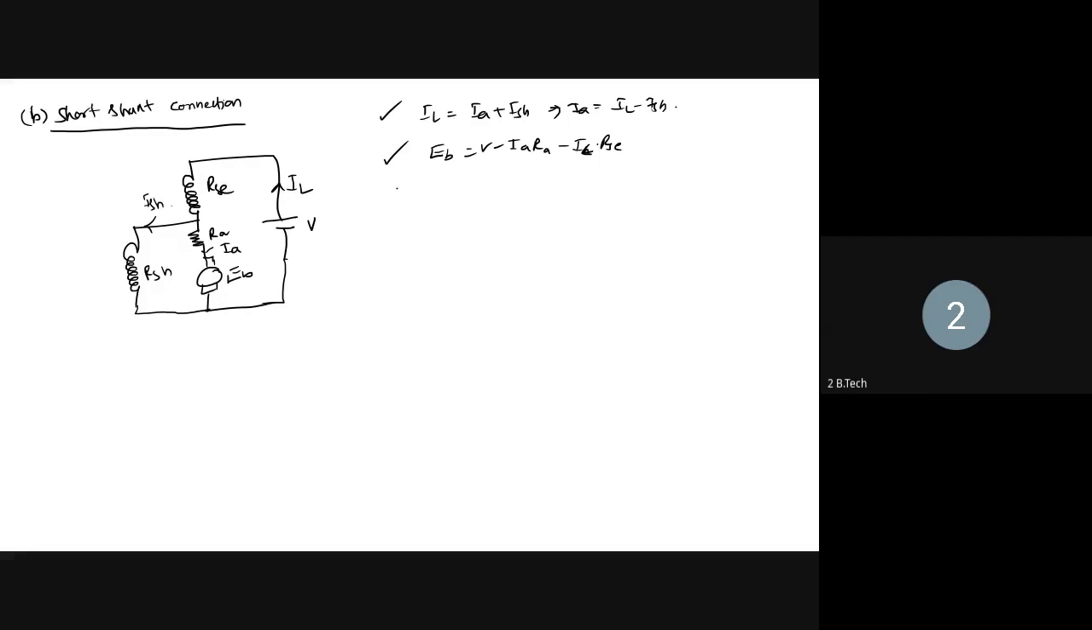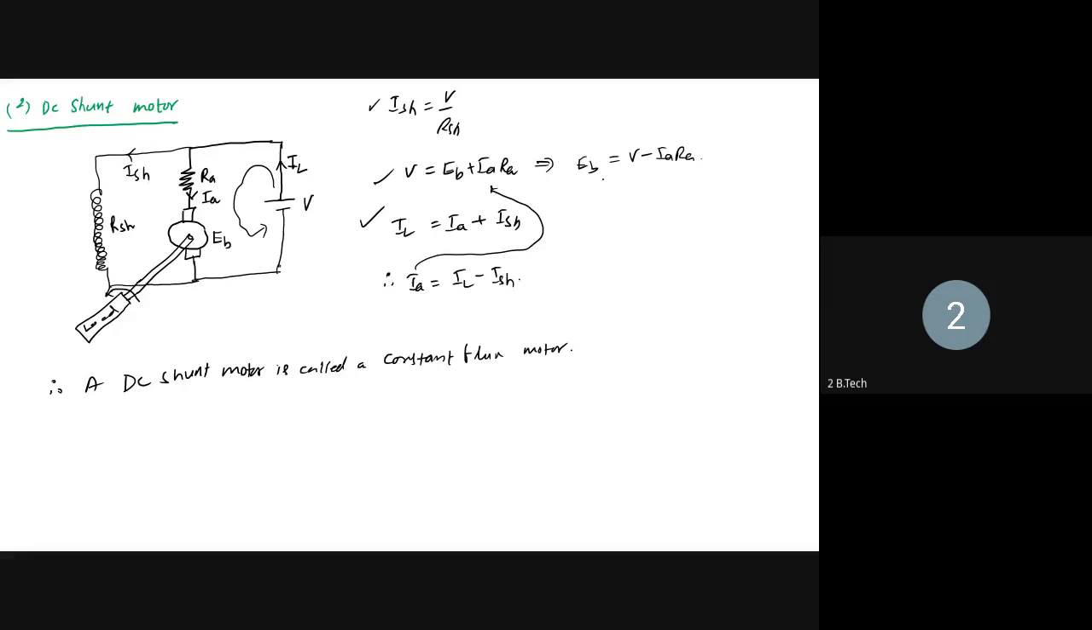And to calculate the shunt field current, ISH, apply KVL in this loop, it will be (EB plus IA RA) divided by RSH, and it is also equivalent to (V minus IL RSC) divided by RSH. So like that, you can write the connections. So this is the classification of DC motors.